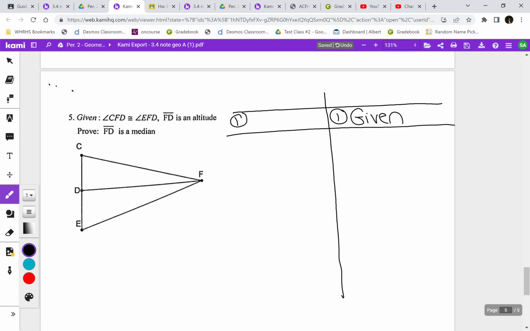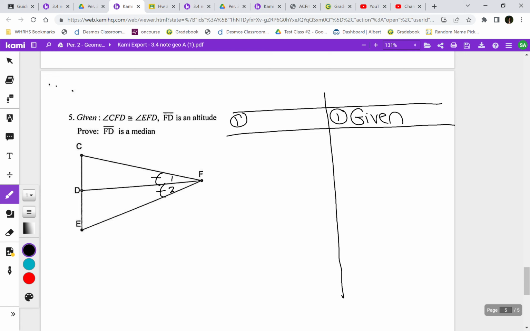So angle CFD, that's this angle, I'm going to call it angle 1, is congruent to angle EFD, which I'm going to call angle 2. And then it says FD is an altitude. Think back to the beginning of the lesson. What does an altitude make? Michael. Right angles. All right. It makes right angles.